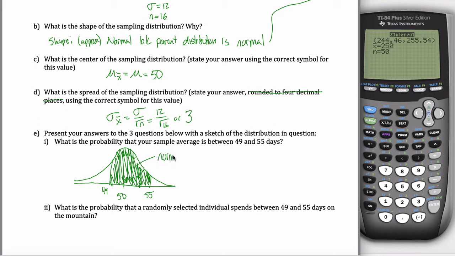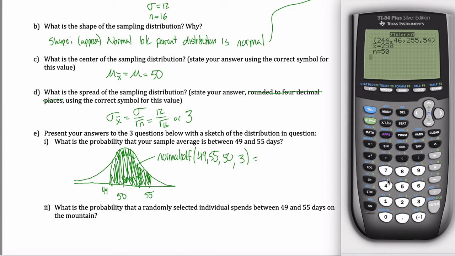So to figure this out, I'm going to use the normal Cdf calculator function because I want to find the area. Lower bound is 49, upper bound is 55, center is 50. Spread is 12 divided by the square root of 16, or 3. Whichever one you prefer is fine by me. And what you're going to do is find the normal Cdf function under the distribution menu, so second and then variables. It's the second thing listed. Lower bound is 49. Upper bound is 55. Center, even though it says mu, it really wants the center. Spread, even though it says sigma, it really wants the spread. Paste that all in. And it tells you this area. It says it is 0.5827.